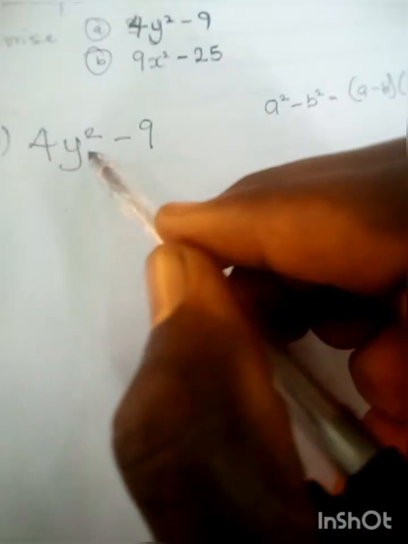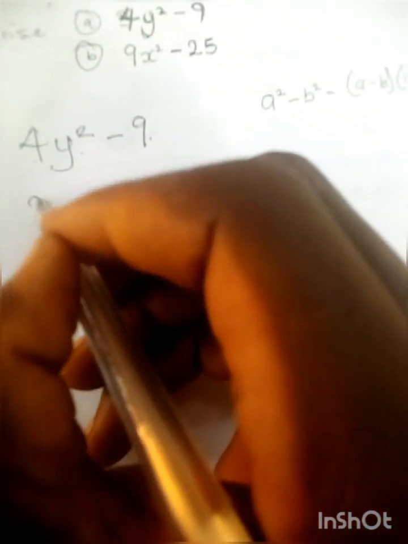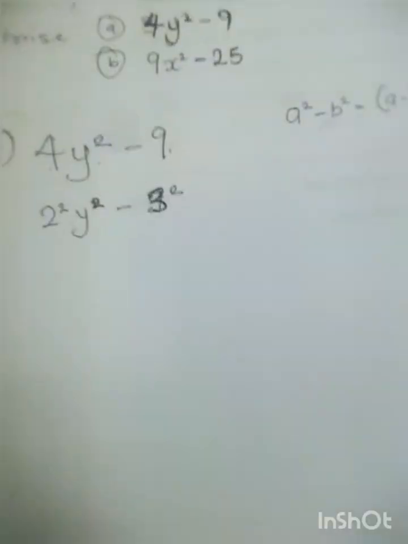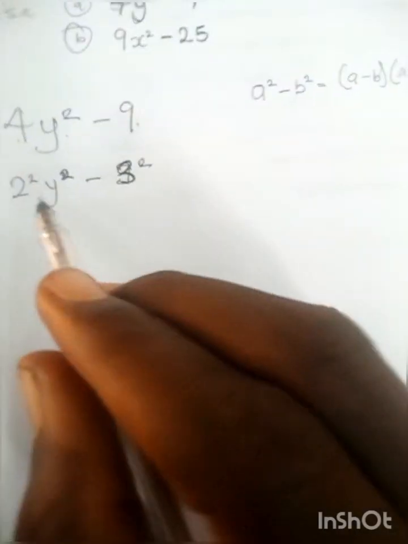We already have square here. Can we turn this one to square? This one we cannot do to square by saying 2 square, then y square minus 3 square. That is 2 square y square. Now square here, which is 2y all squared minus 3 squared.